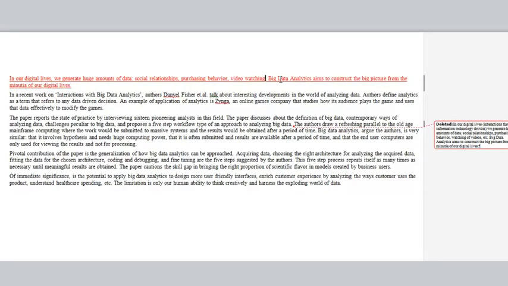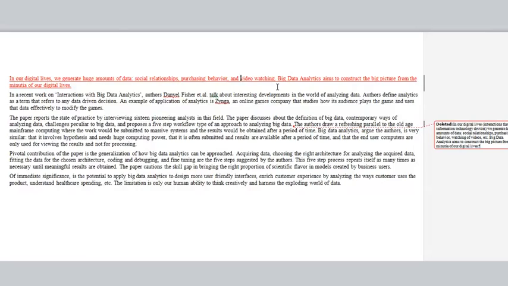And I don't like the etc. It's a little bit too informal, so we'll just drop it and say and video watching. I think the reader can infer that there might be other types of data that we're generating, but those are 3 examples. So then we get big data analytics aims to construct the big picture from the minutia of our digital lives. Notice the repetition here, digital lives, digital lives. So that might be telling you that we actually don't need to say this again. So that's a general way of saying what big data analytics is, right? It constructs a picture from the minutia of our digital lives.